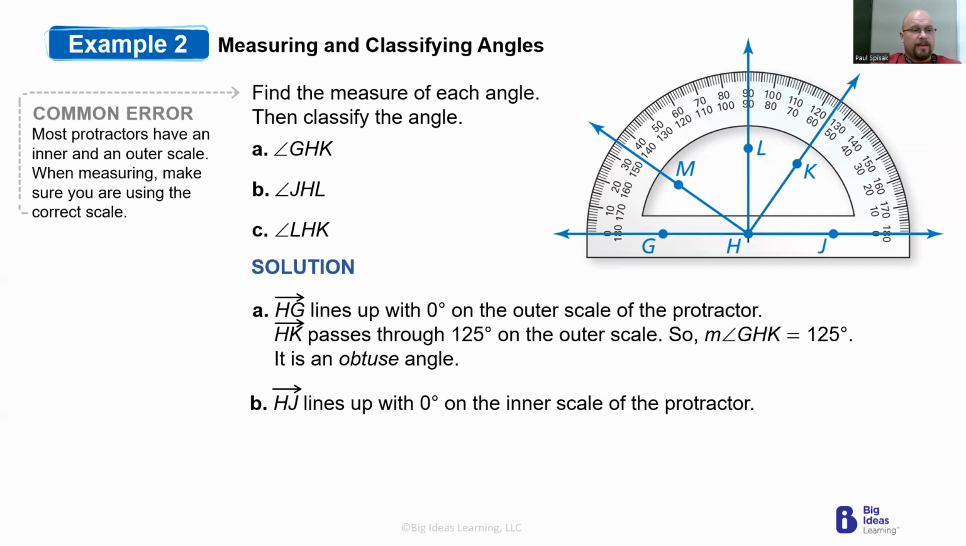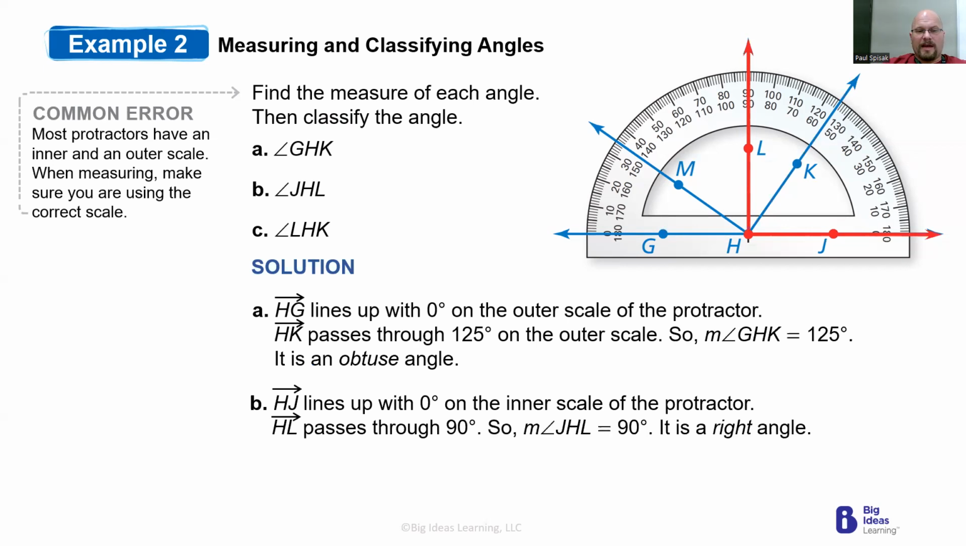Now, the next one, angle JHL. So we can use the other side, which is at 0. And then HL points straight up at 90. So on here, we have a right angle, which passes through 90. Again, if you have an angle that's exactly 90, that's a right angle.